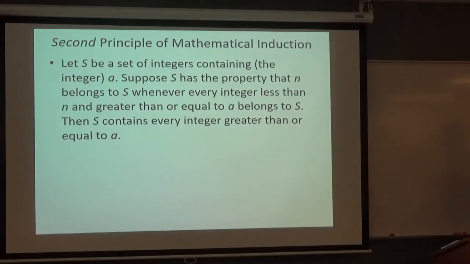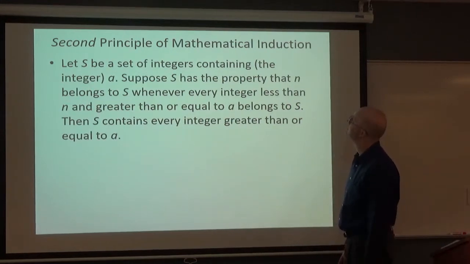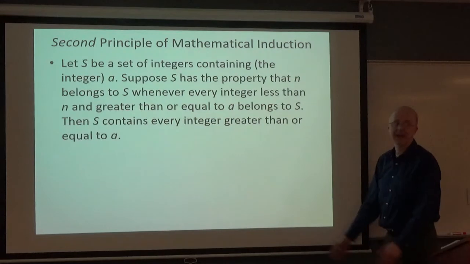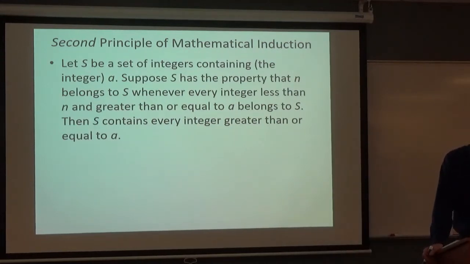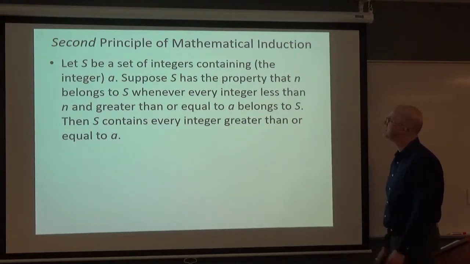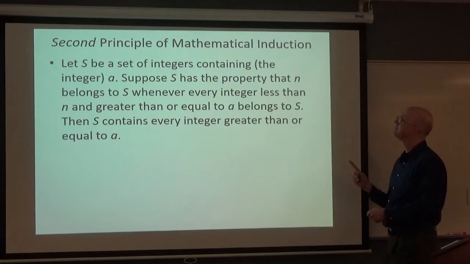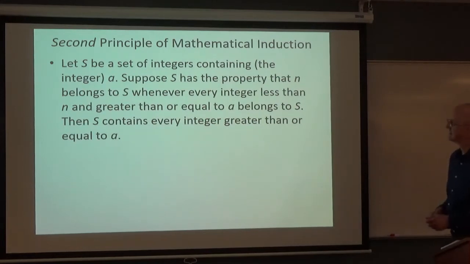What does the second principle of mathematical induction say? It says, suppose S is a set of integers containing the integer A, and again, like I mentioned before, A theoretically could be negative. It doesn't have to be 1 or 0, but typically it's 1 or 0, or maybe even 2. Suppose S has the property that n belongs in S whenever every integer less than n and greater than or equal to A belongs to S. This is different than last time. Then S contains every integer greater than or equal to A.